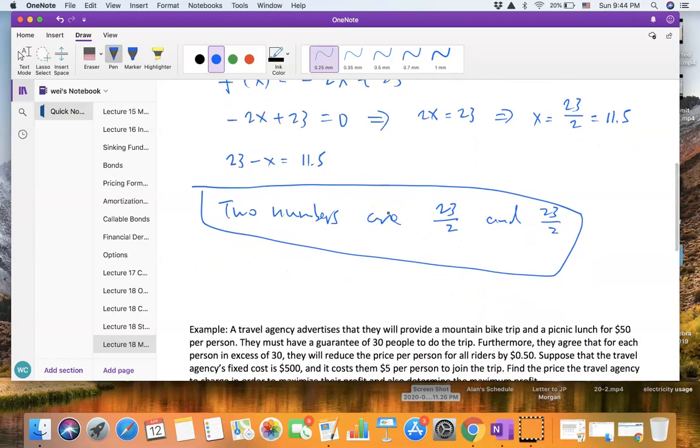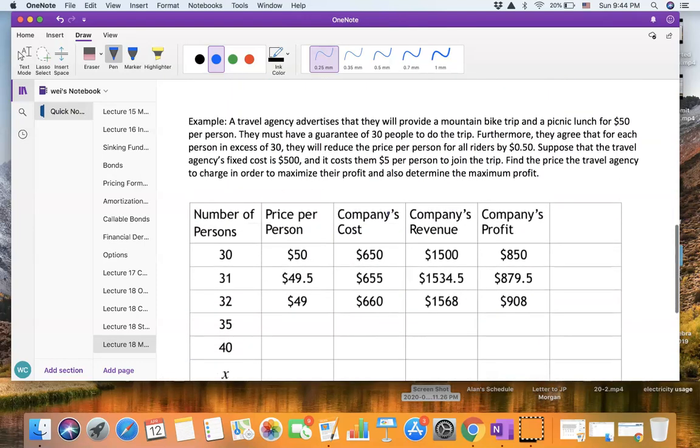All right. Now let's take a look at another problem. A travel agency advertises that they will provide a mountain bike trip and a picnic lunch for $50 per person. They must have a guarantee of 30 people to do the trip.